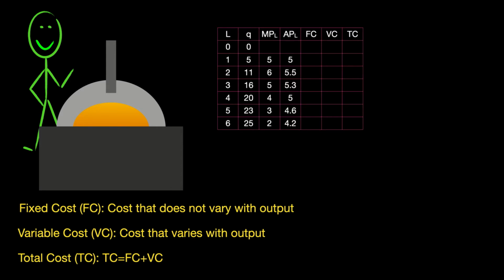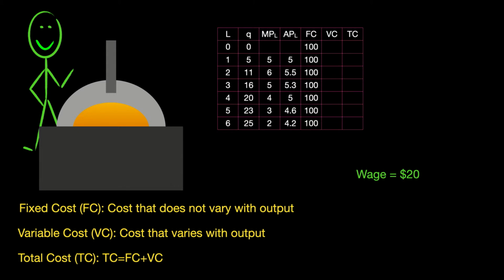Let's assume that the hourly fixed cost is $100. Let's also assume that the cost of each unit of labor is $20 an hour. In the table, we have entered $100 for the fixed cost. You can see here that fixed cost does not vary with output. Whether Jake produces 0 pizzas or 25 pizzas, his cost in the short run is $100.